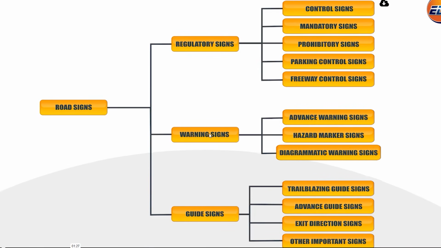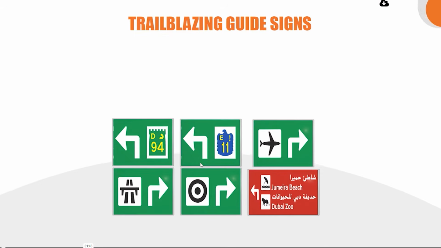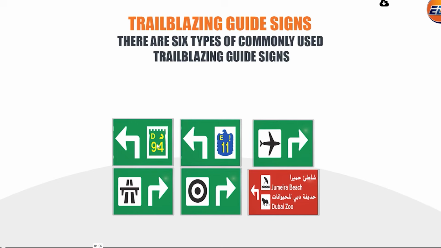There are different types of guide signs. Commonly used signs are trailblazing guide signs, advance guide signs, exit direction signs, and other important signs. Let's see the trailblazing guide signs. Trailblazing guide signs are route-finding signs. They have recognizable symbols or numbers on them which guide road users that they are on the correct road to reach their required destination. There are 6 types of commonly used trailblazing guide signs.